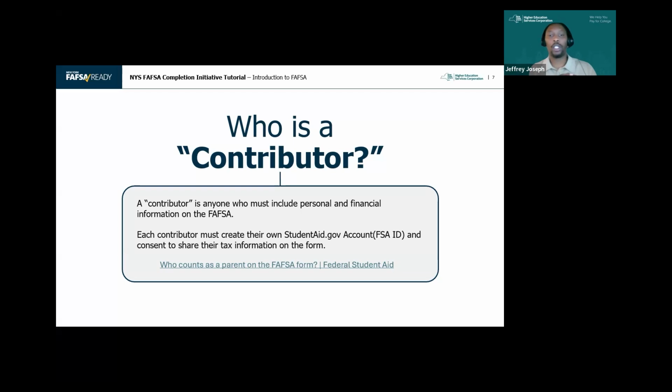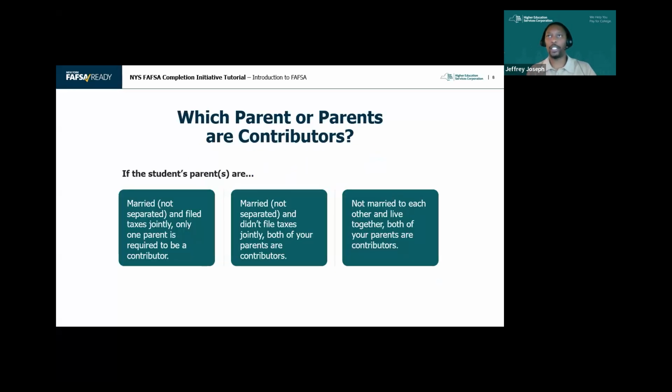All right. So the parent wizard will do what I'm going to walk you through, but this is how they determine who a contributor is. Okay. So if a student's parents are married and they file taxes jointly, only one parent is required to be a contributor. Now, the FAFSA application may say both parents are contributors, but because they are filing jointly, the IRS retrieval tool will take both parents' returns because they've filed jointly. All right, they're married filing jointly. If the student's parents are married and did not file jointly, they are both contributors. Okay, so they both need their own studentaid.gov account.